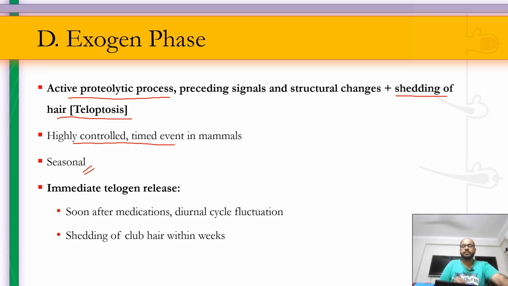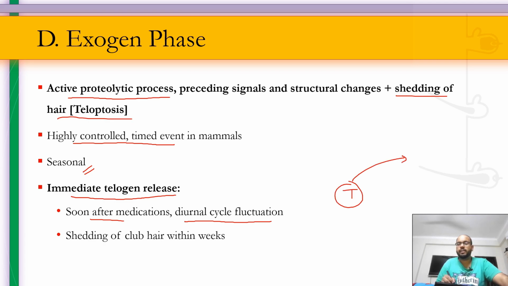There can be an instance which is known as immediate telogen release. For example, if you have taken some medications, or there is any diurnal cycle fluctuation of the body, or if you have just gone through a stressful situation, you can have an immediate telogen release. In this immediate telogen release, the hair will not enter into exogen part of the cycle. Remember, you have telogen, which will bifurcate into two parts: exogen phase, or it will form a competent stage going into anagen, or the true resting phase, also known as kinogen.